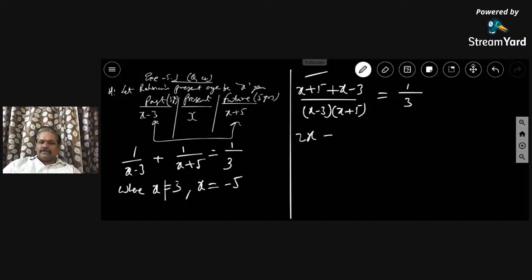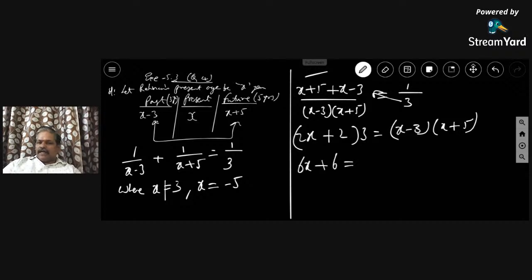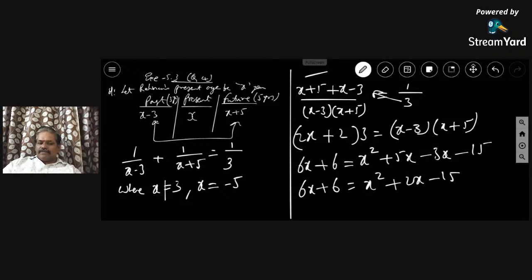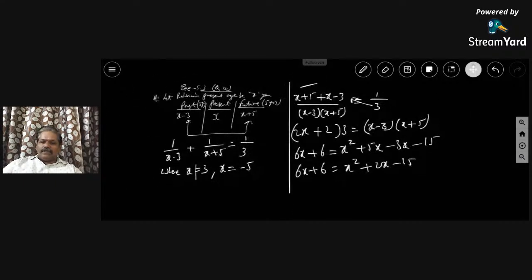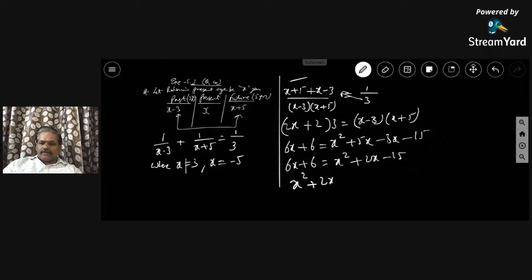So x plus x, 2x, 5 minus 3, that is 2, into 3. This 3 we are bringing to this side. So that is cross multiply. 1 into x minus 3, x plus 5. Open the brackets. 6x plus 6. X into x, x square. X into 5, 5x. Minus 3 into x, minus 3x. Minus 15. 6x plus 6, x square plus 2x minus 15. Bring this left hand side part to right hand side and we try to solve. We get x square plus 2x minus 6x minus 15 minus 6 equal to 0. That means x square minus 4x minus 21 equal to 0.